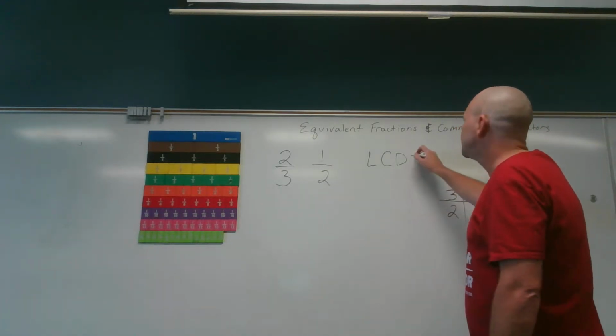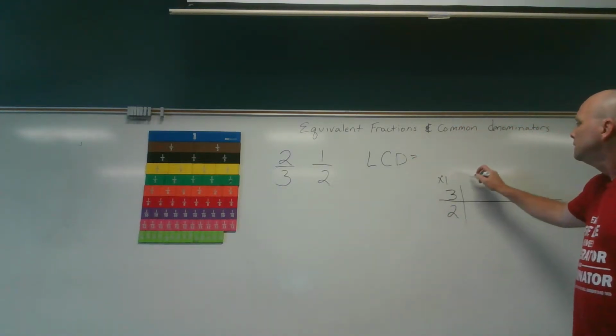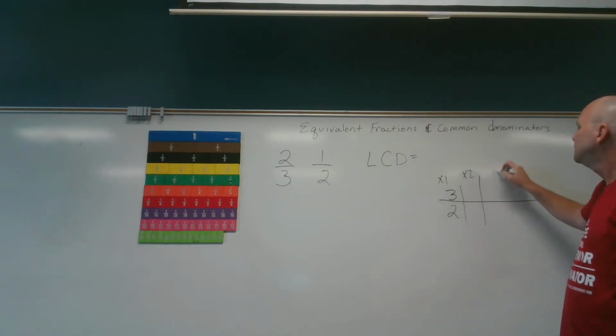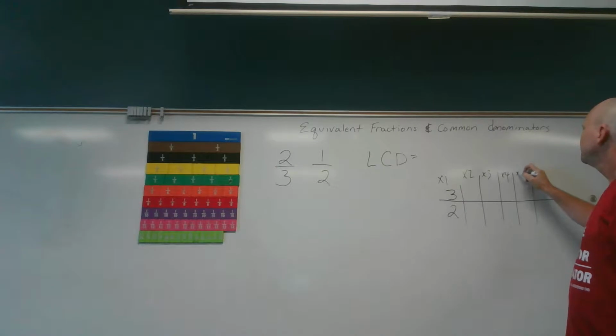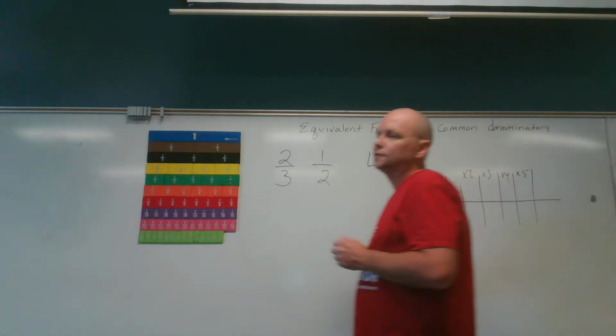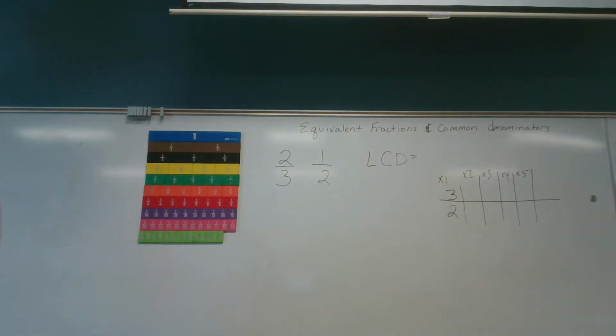So we're going to find our least common denominator. We're going to make a mini multiplication chart. And we're going to list those multiples of each of our denominators until we find the first one that shows up in both lists. Now, something I will say, you're going to get to a point where you can probably figure them out in your head.